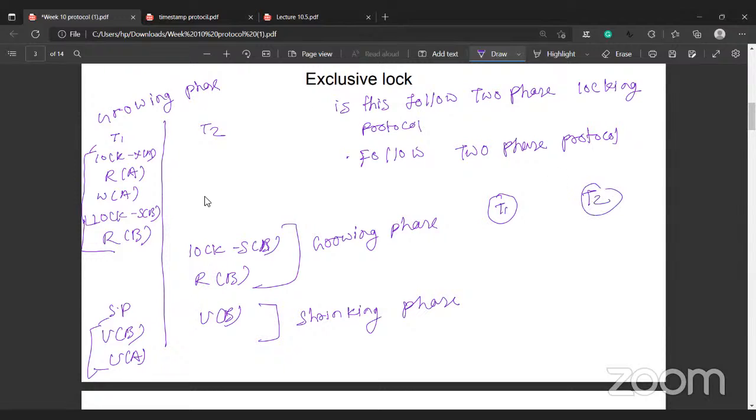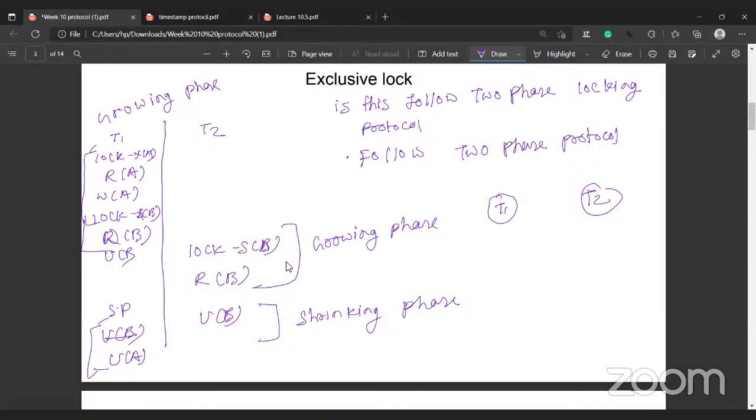We can see that there are no conflicting instructions. So this follows the two-phase locking protocol. Suppose there is an exclusive lock on B, and there is write B and unlock B here. And this also follows the two-phase locking protocol.